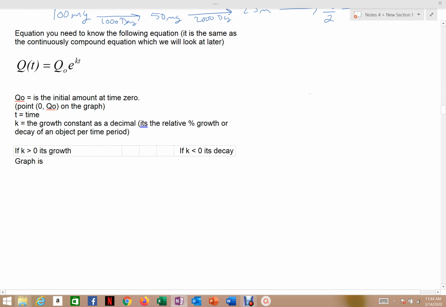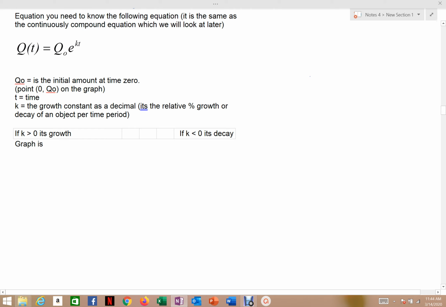All right, the equation that we're going to use, and the equation that you need to know, is the following. The equation for exponential growth and decay is the same equation, and eventually we are going to get to continuously compounded interest, which will be in terms of finance, but it's the same equation. So this Q of t, which represents any quantity after time t, equals Q naught e raised to the k times time. Again, same equation whether it's growth or decay.